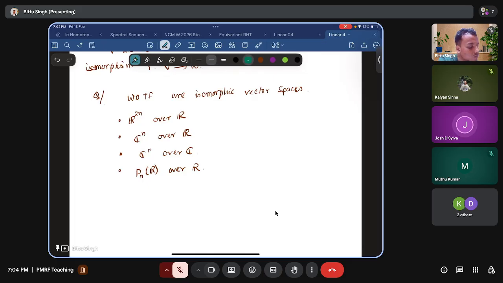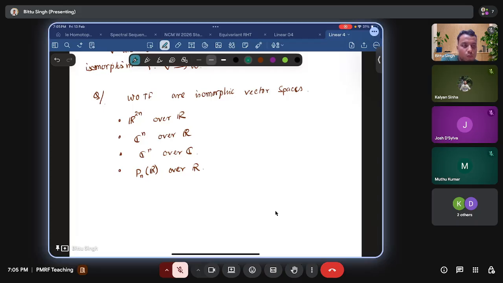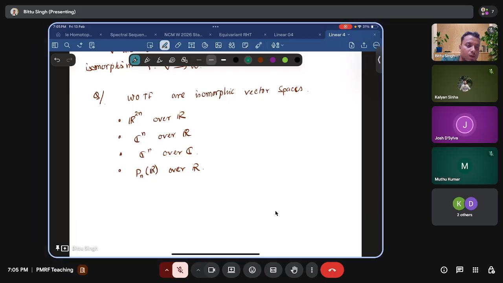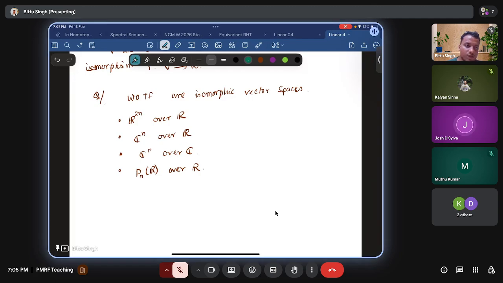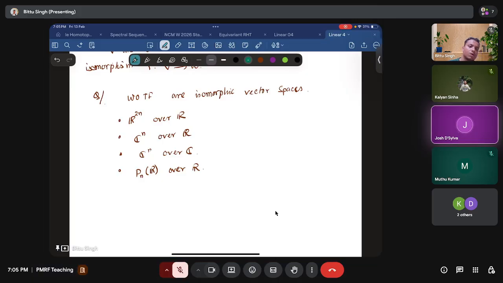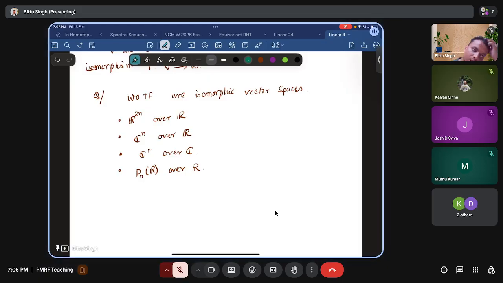So the first one is not. If the size is equal, then only they can be isomorphic vector spaces. Yes, you are right. But what do you mean by size of a vector space? If every element of the vector space can be put in a one-to-one correspondence. Yes, that is okay. But can you simplify it in terms of the dimension? Okay. So if two vector spaces have the same dimension, then those two vector spaces are isomorphic.